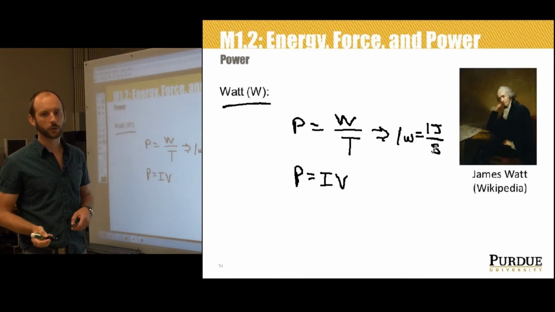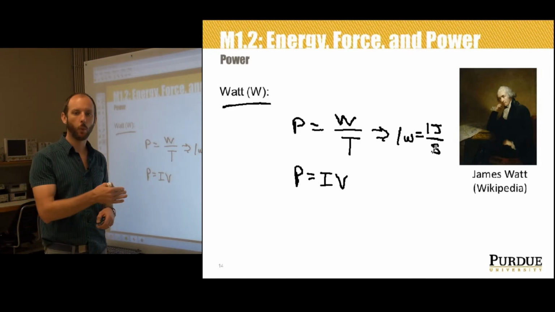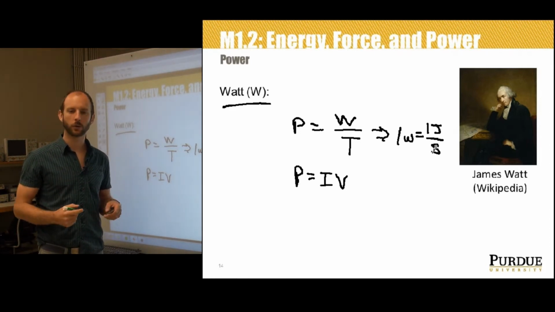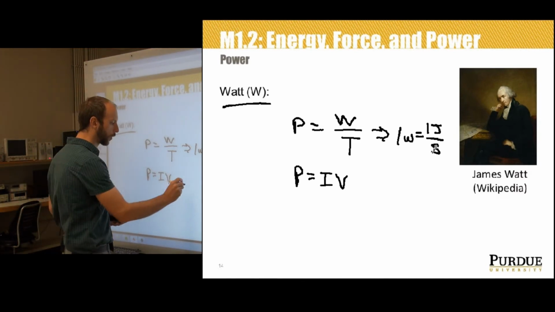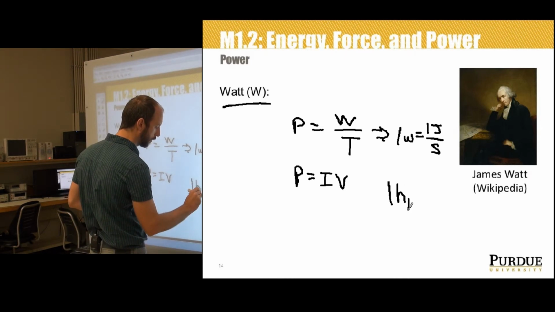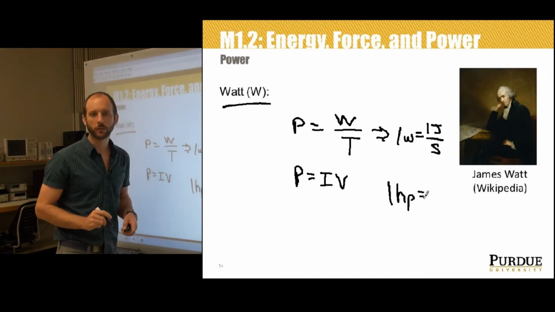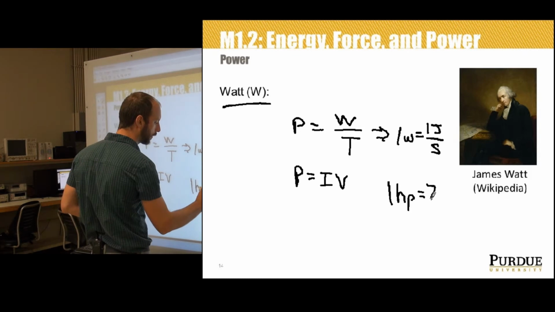Like energy, power is often measured in units other than the watt. The second most common unit of power you're probably all familiar with is the one used with automobile engines, the horsepower. And the conversion there is 1 horsepower equals 746 watts, about, I think.